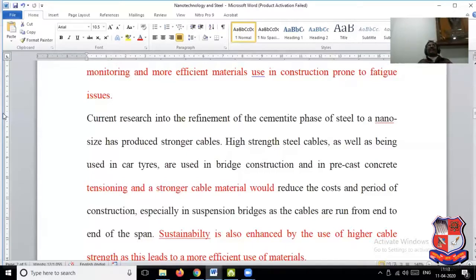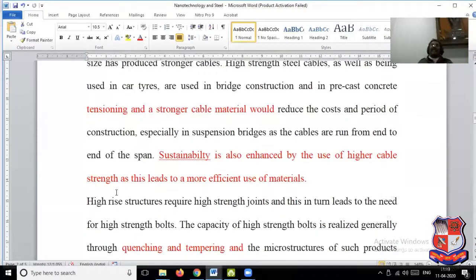This high strength steel cable, as well as being used in car tires, is used in bridge construction as well as in precast concrete. Tensioning and stronger cable material would reduce the cost and period of construction, because compared to our conventional steel wire, it is highly stronger and also lightweight. So we have both advantages. We have a reduction in material, and ultimately we are getting very high strength, especially in suspension bridges, as cables run from end to end of a span. So in that case, it is most necessary.